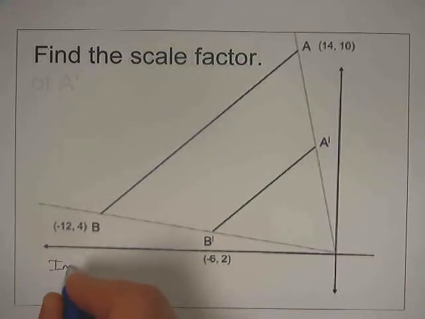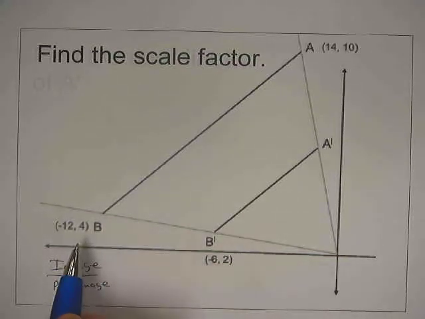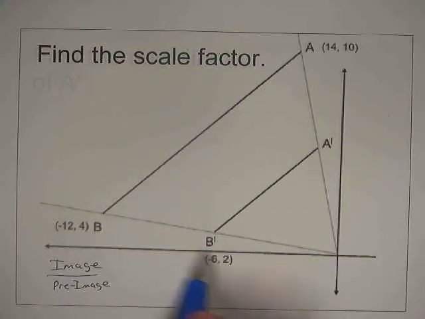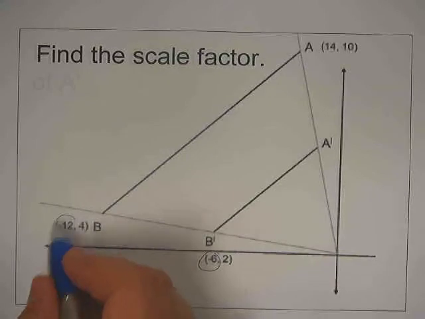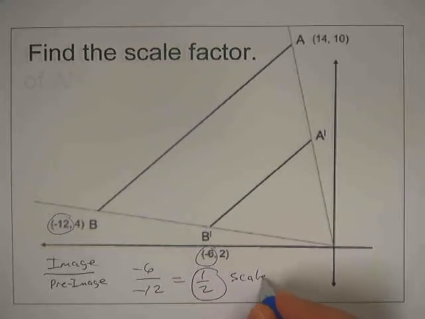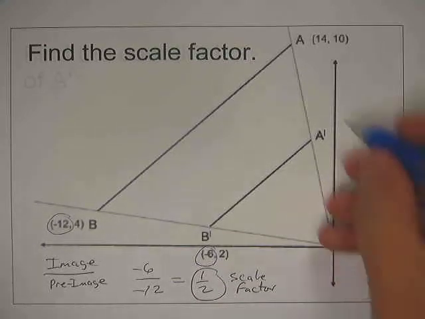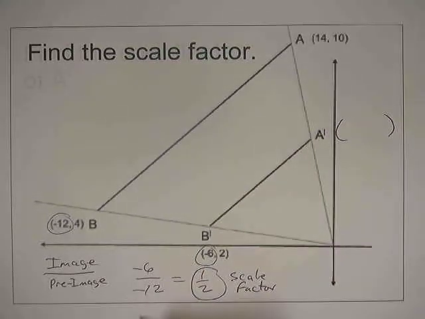Alright, now, scale factor. One way, if I want to figure out what A prime was going to be, I have to look at the scale factor. I take the image divided by the pre-image. So in this case, I take B prime divided by B. I can take any one. I'll take the x value, so look at the x values. So I take negative 6 over negative 12. And that's the scale factor. If I reduce this, negative 6 divided by negative 12 gives me 1/2. Okay? So that's my scale factor.